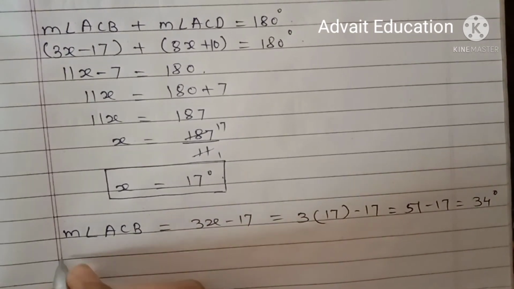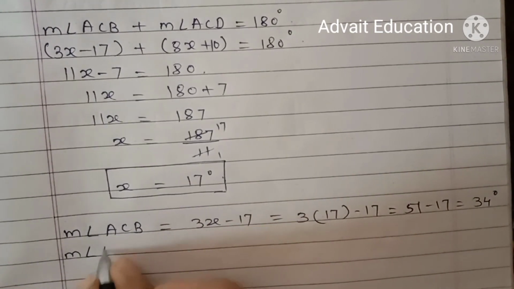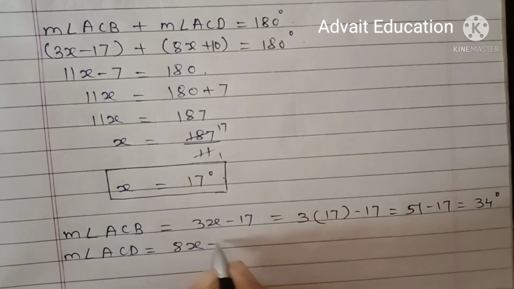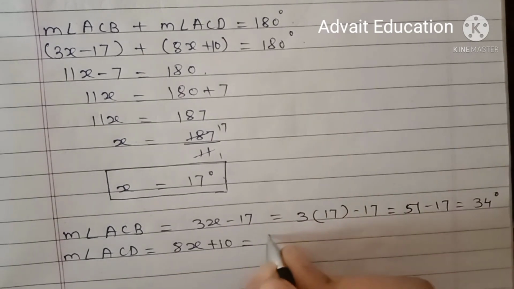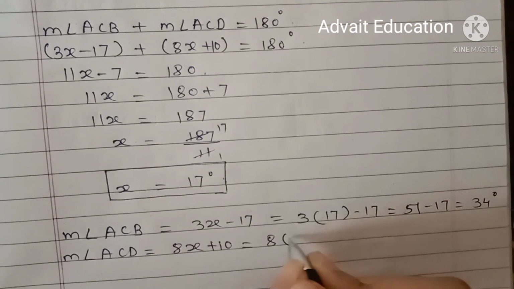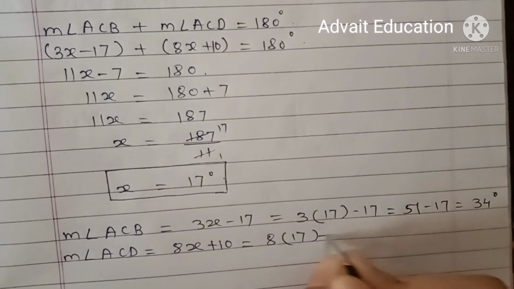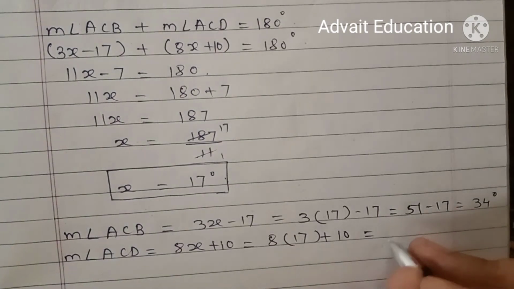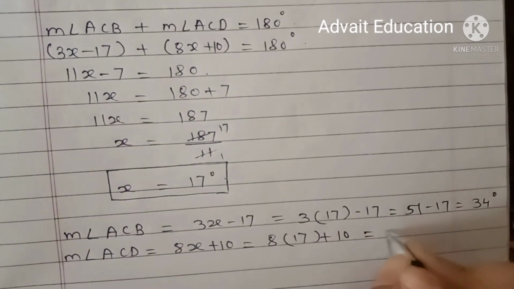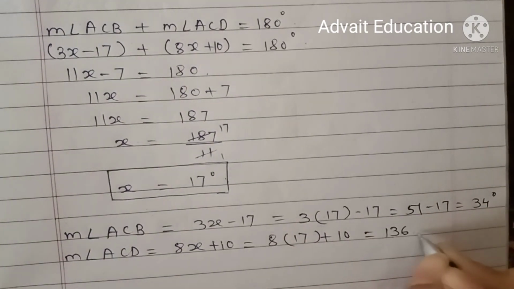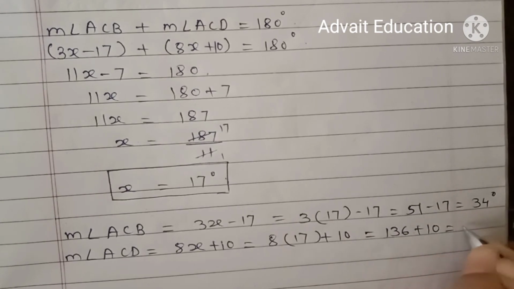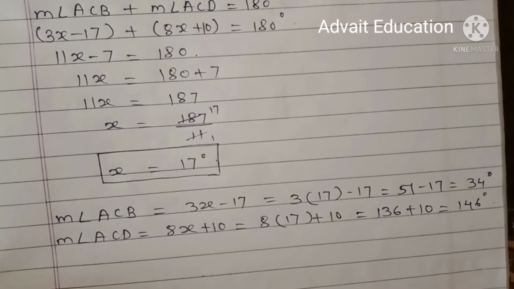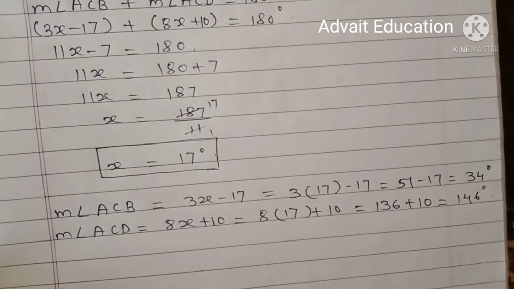And second, measure angle ACD is equal to 8x plus 10. 8, value of x is equal to 17, plus 10. 17 8s are 136 plus 10 means 146 degree. Now you have to find the measure of angle A and B.